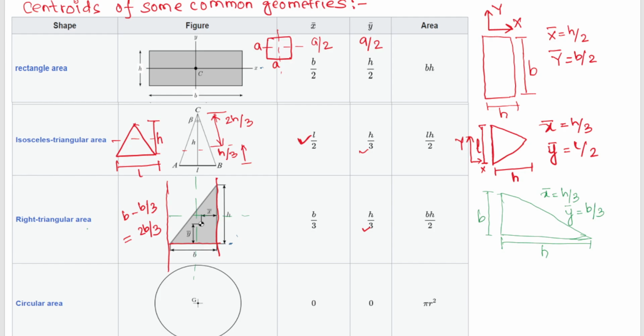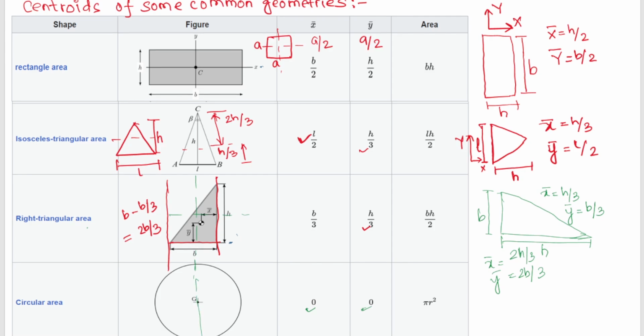And from the top side, from the right hand side, X bar is equal to 2H by 3 and Y bar will be 2B by 3 when seen from the top surface. Now for a circular area, the centroid always passes through the center. So that is why the location is given as 0, because it is assuming the reference axis to be passing through the centroid or center of the geometry. So that is why this dimension is 0.